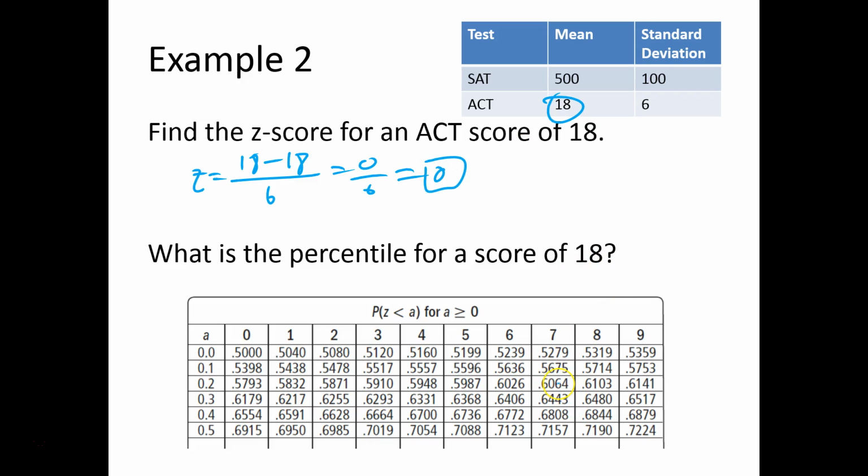So if we go to our chart, which you can check on your sheet if you wanted to, 0.0 looks like 50%. So you have 50 percentile. 50% of the data lie below that z-score of 0.